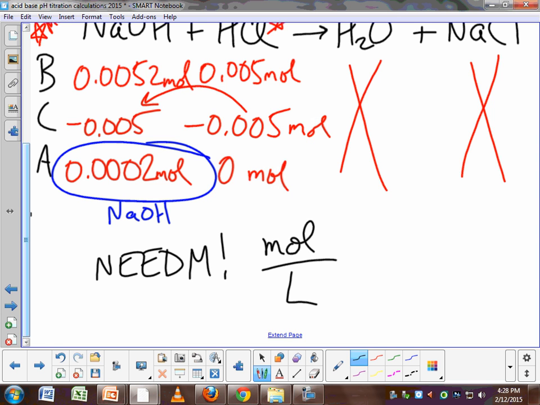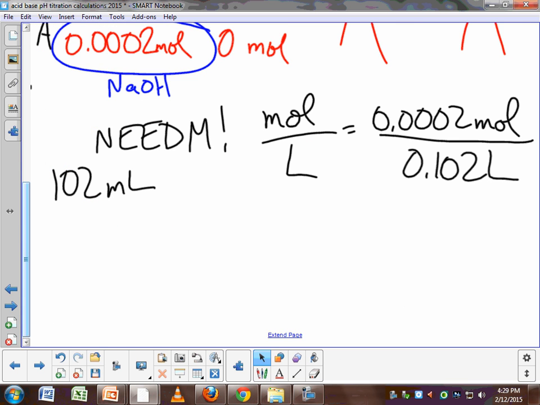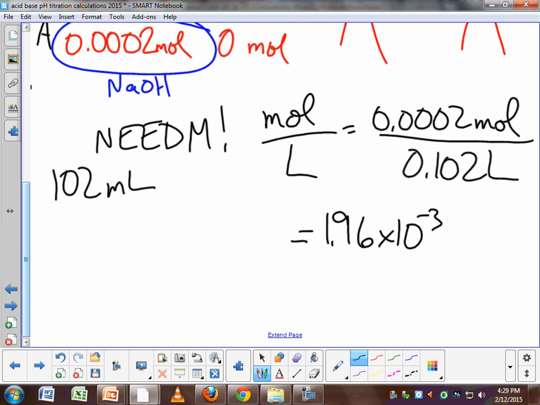So how many moles do we have? Well, we've got 0.0002 moles. Additive volumes. What is in our flask? At this point, we have put in 52 milliliters of sodium hydroxide, and we started with 50 milliliters of HCl, which means that we have a total of 102 milliliters in the flask. Doing that math, dividing out the number of moles by the volume, we see that we get a concentration of 1.96 times 10 to the minus third molar.